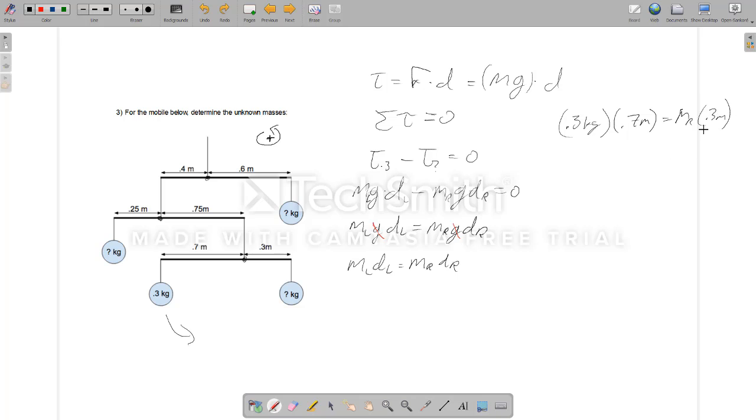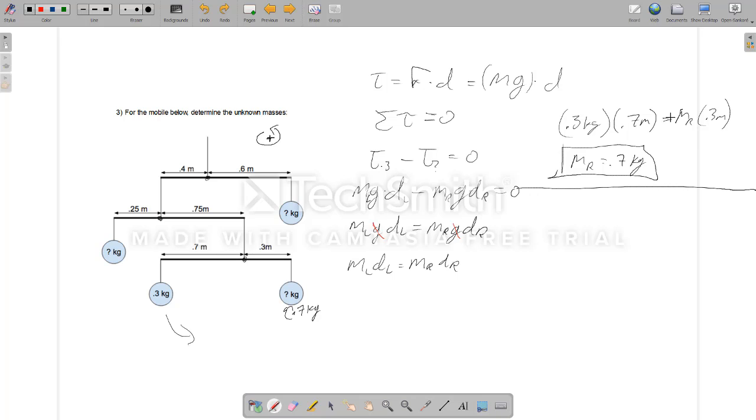You don't have to be a genius to realize that if you divide both sides by 0.3, it's going to cancel this out, and you're going to end up with 0.7 kilograms for that first one. So mass right is equal to 0.7 kilograms. Okay, so that's one. So that's this one. So this is 0.7. All right, and this is the next one.